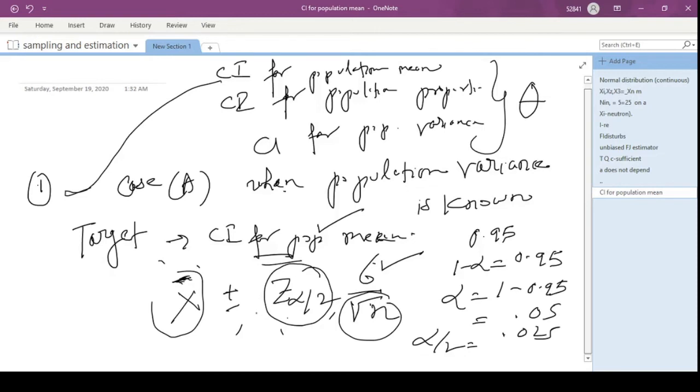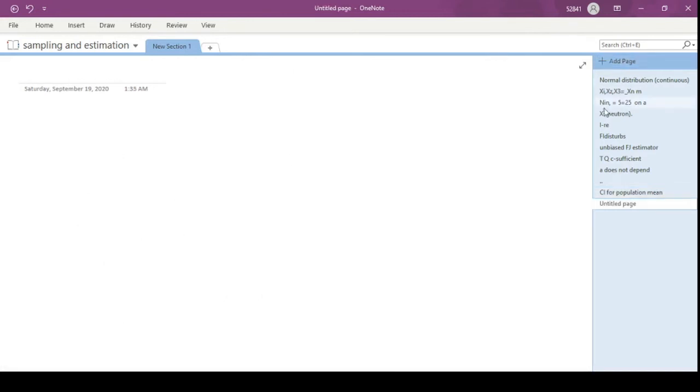Now if you want to see the derivation of this formula, let me show you how to derive this interval. I will not go through each and every derivation, I can just show you one derivation. So the normal example: let us say x1, x2, up to xn be a random sample of size n, taken from a normal population with mean mu and variance sigma square, right?